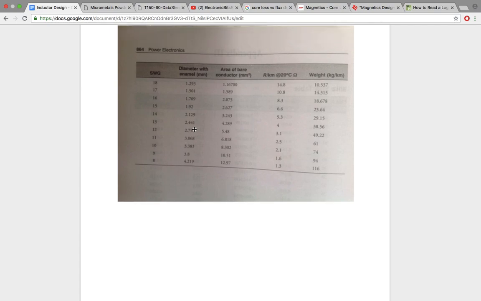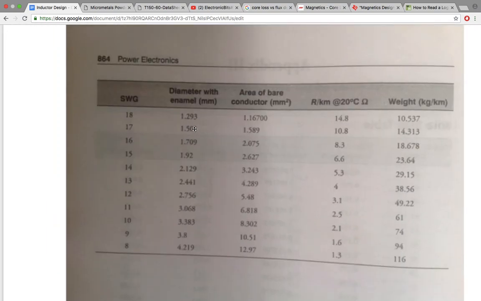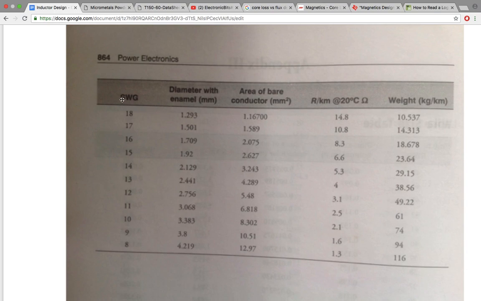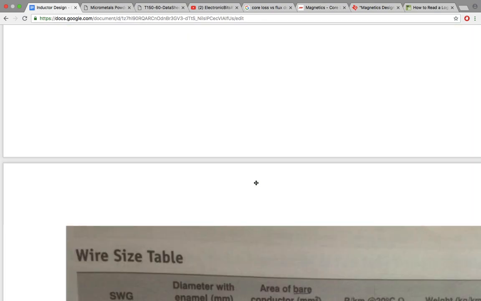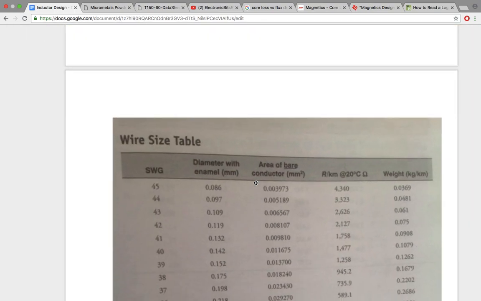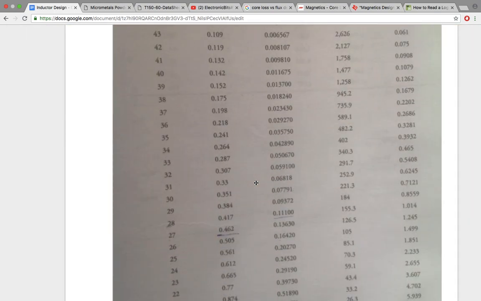we can choose. This is the wire selection table, where standard wire gauge is being used here. So we have here the bare conductor area, then diameter with enamel, the coating diameter, and also the weight per kilogram. All those things are being mentioned, which we'll be using while we design the inductor.